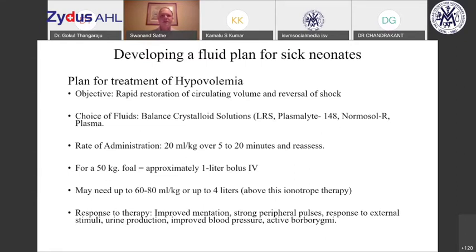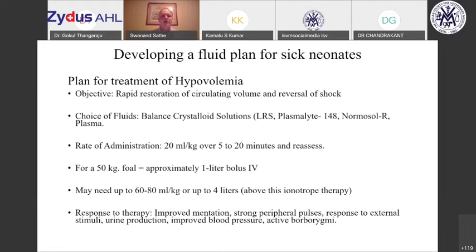If the foal has started to respond positively, it will start keeping its head up. It will start maintaining sternal recumbency. You will start feeling strong peripheral pulses. You will see increased perfusion, so capillary refill time wouldn't be prolonged. It would be less than 2 seconds. And this would indicate that this foal is responding appropriately and positively to your initial hypovolemic therapy.